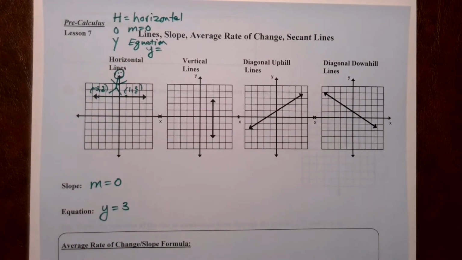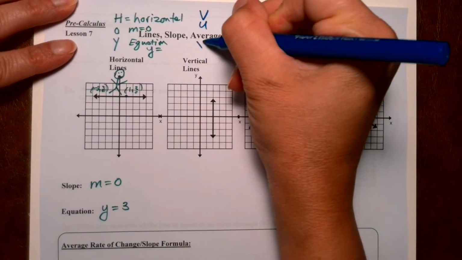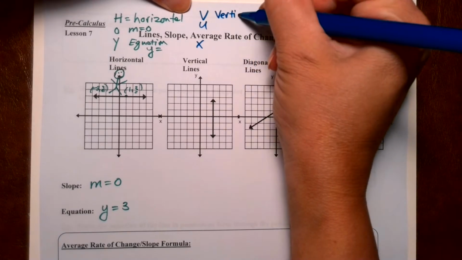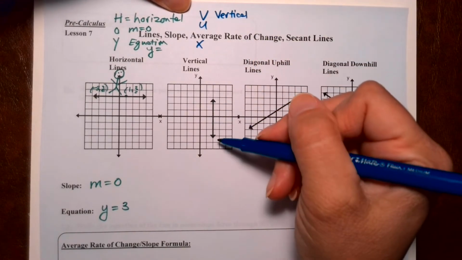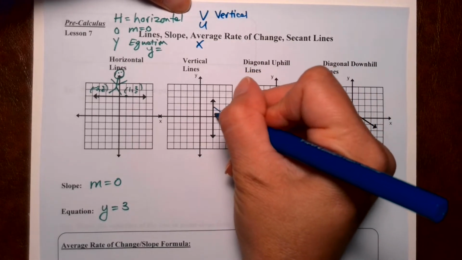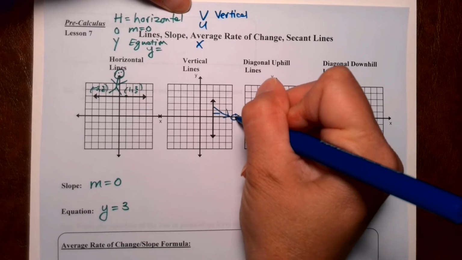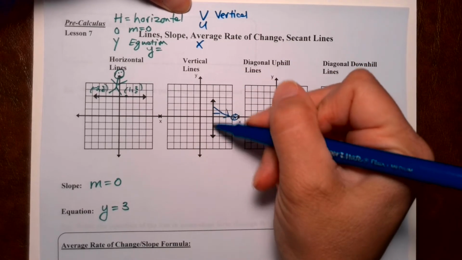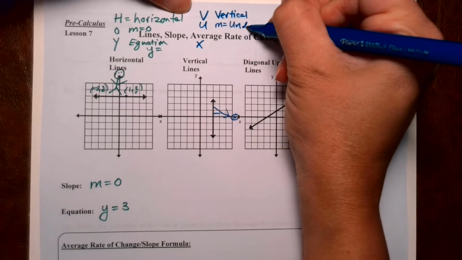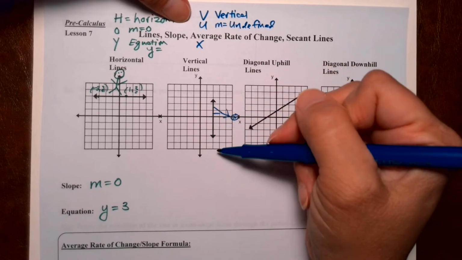Now how about VUX? Remember that? V-U-X. V stands for vertical. A vertical line looks like this, going up and down. If you think about a guy trying to ski on a line like this, oh my goodness, he is not going to be happy. You cannot ski like this. The slope is undefined, and that's what you say. The slope is undefined.